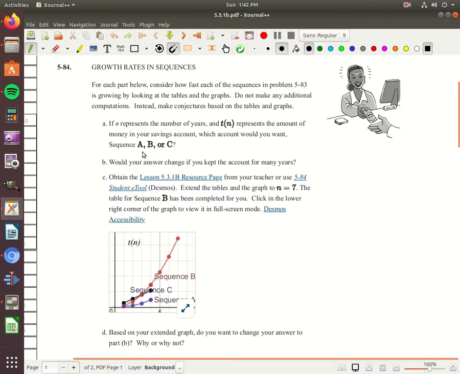I don't know, but I know A won't. Would your answer change if you kept the account for many years? It might not. Again, I don't know what conjectures or guessing you're making. I know the answer, so it doesn't really make sense for me to say it.